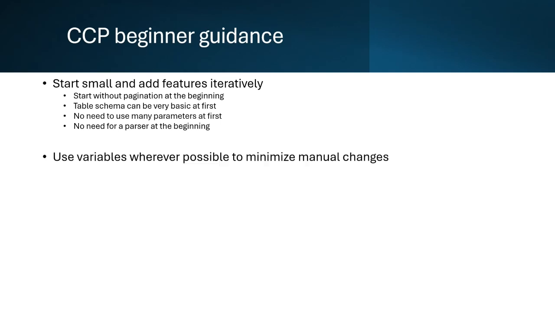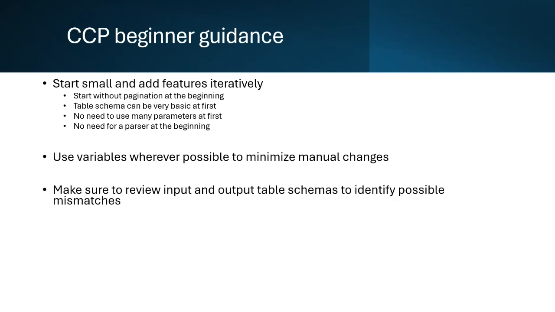As you become more comfortable, we recommend using variables as much as possible within an ARM template for anything that's going to be leveraged multiple times throughout the template. You'll see that firsthand in the examples that we provide, where we specify a multitude of variables that are called throughout the template. We also recommend reviewing input and output tables for schemas to identify any mismatches. In the event that a schema does not match, you might run into issues where data does not ingest because the table doesn't know how to parse it properly or map the right columns to the right locations.